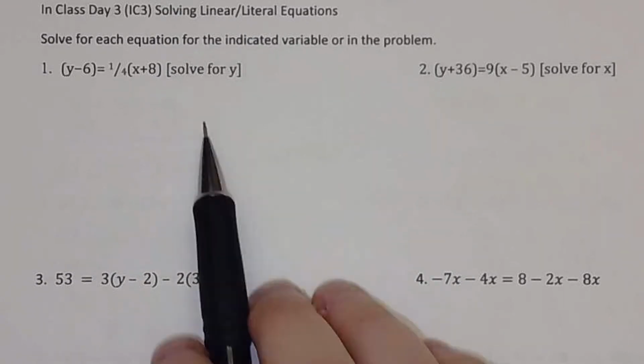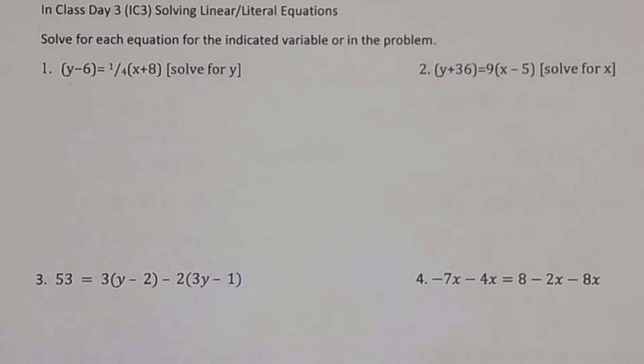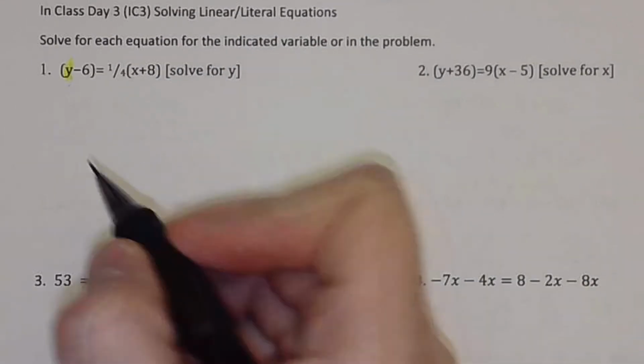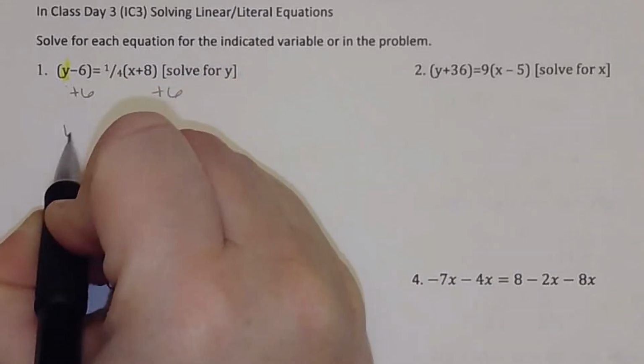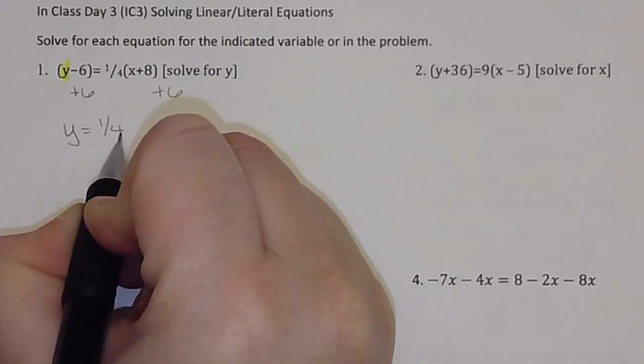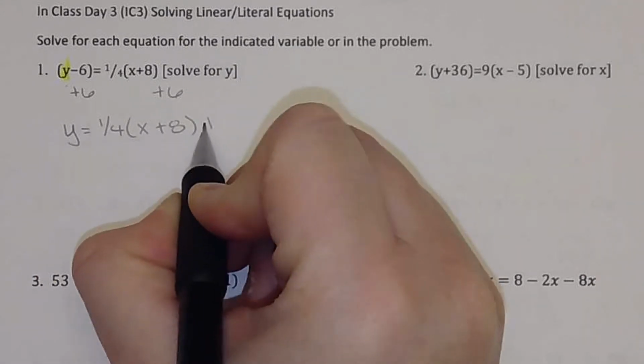It tells me I want to solve for y, so I want to isolate y, meaning I want to get y by itself. I am going to highlight that in yellow so we don't forget which variable I'm solving for. So solving for y means I'm going to get everything away from it. So in order to move this minus 6, I'm going to add 6 to both sides. So y equals 1/4 times x plus 8 plus 6.